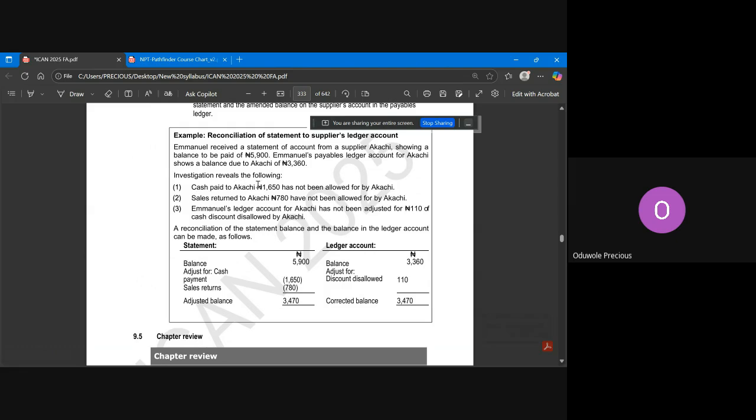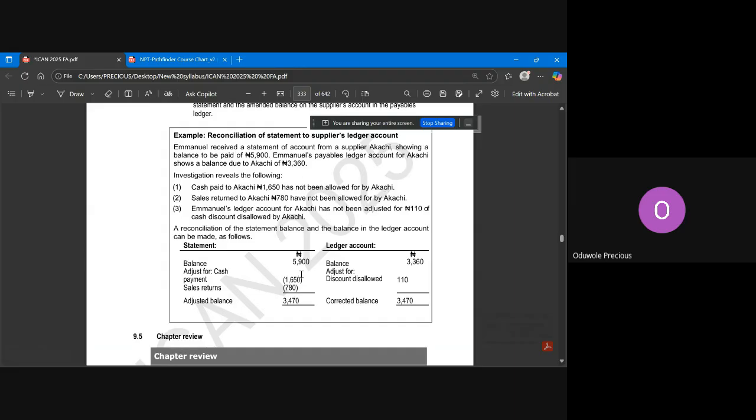Cash paid to Akachi once has not yet been allowed by Akachi. So that means out of this balance, they've paid money to that Akachi. Akachi is the supplier, the one sending the supplier statement. Now, they have already paid 1,600 to Akachi and it has not been allowed. Cash payment to Akachi, 1,600, has not been allowed for by Akachi. What is allowed for means that it has not been recorded by Akachi.